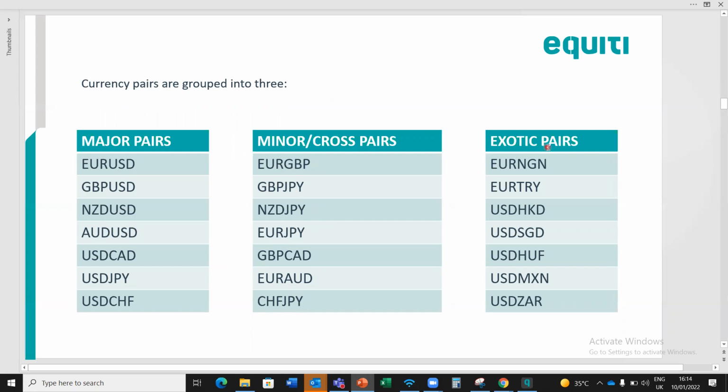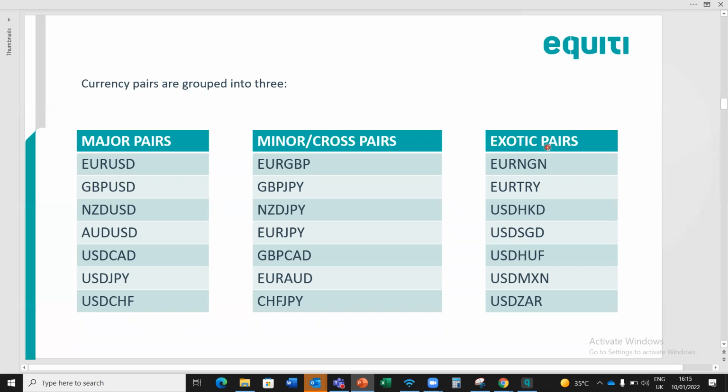Quickly, then we talk about the exotic pairs. What are the exotic pairs? The exotic pairs basically are the major currencies paired with any other country's currency, or any other country that you probably may think of that I haven't mentioned among the eight major currencies. If they pair up with the eight major currencies, we have what we call the exotic pairs.